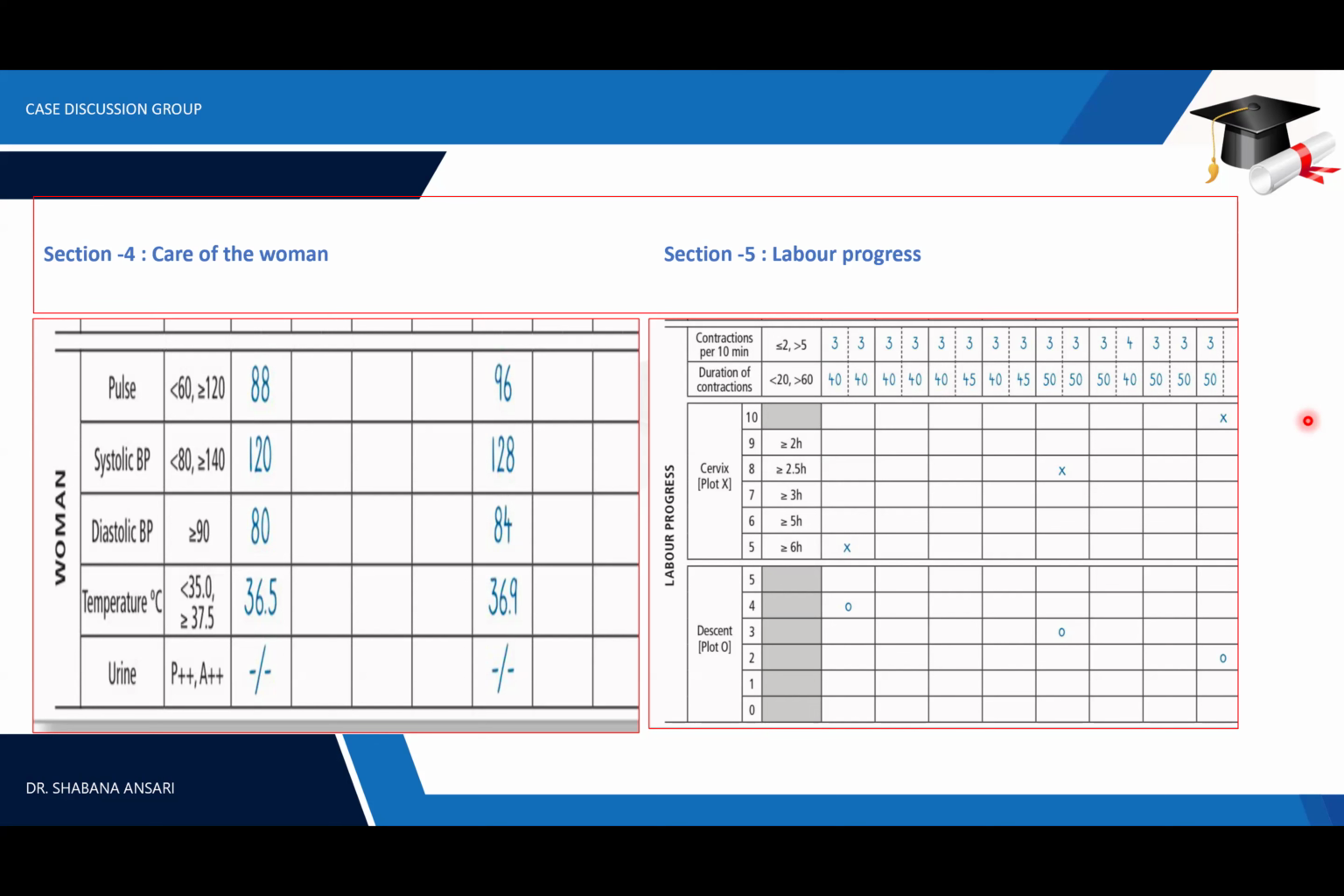Because if there is delay in the first stage of labor, then what's going to be the management? We have to expedite the labor, isn't it? Yes, it can be by amniotomy, it can be by starting oxytocin, isn't it? Yes, yes, ma'am. Thank you. Okay.